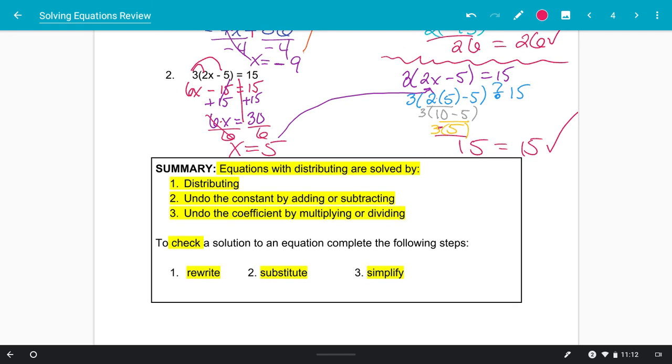So solving our equations, we're going to distribute first when we have that formatting, and then we're going to undo our constant by adding or subtracting, and undo the coefficient by multiplying or dividing, like we would with another two-step equation. We can check our answers with the same 3 steps: rewrite, substitute, simplify.